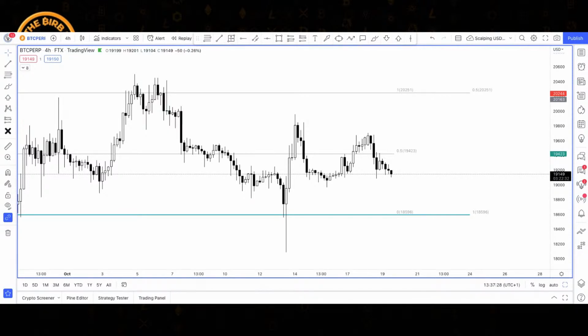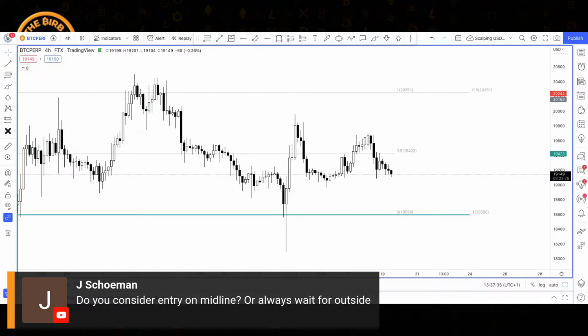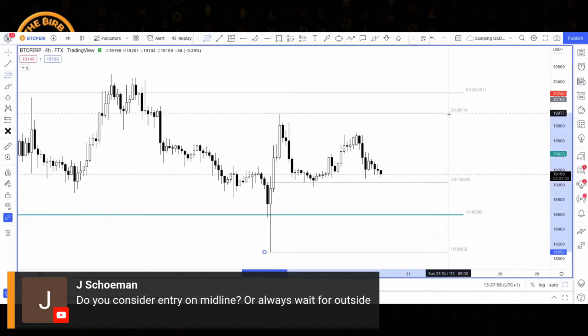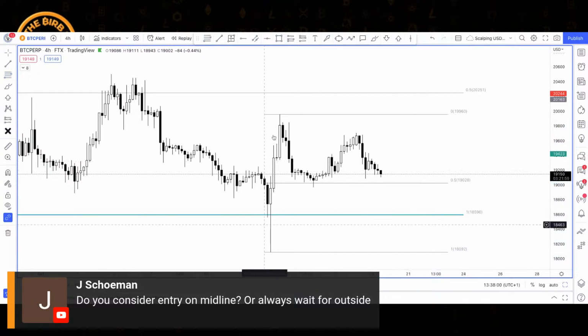And then, okay, good question here from Jay Schumann, which is, do you consider entry on the midline or always wait for outside? For me, I just trade the extremities, right? Now, that can be if the 15-minute is setting our bias, yeah? So let's clean this up. So if the 4 hour chart's setting our bias, and then we're using the 15-minute, then what we would do is we would look to take the current range, from here to here.